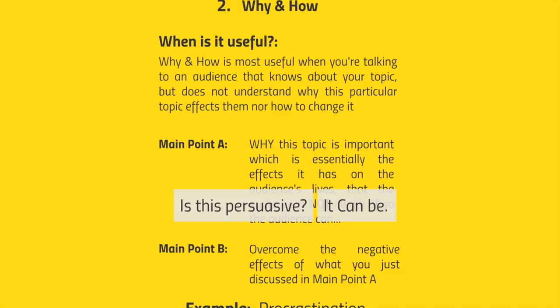You want to keep in mind that main point A is really to help us understand effects that we don't know, and main point B is how to overcome these, but it's not persuasive in that we don't give them a call to action. We're just offering these tips assuming that they want to know more about it, right? And in true persuasion, they're against what we're talking about, and we want to call them to action and do something very specific. In this case, we're just informing them. So that's why it's not persuasive, but you want to be careful here.